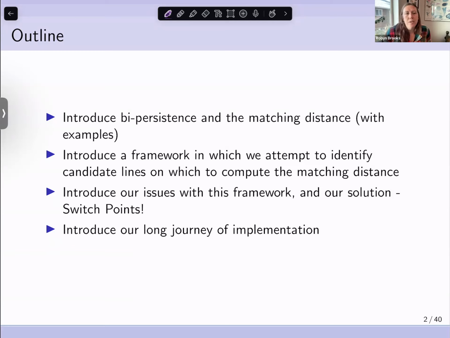In the talk today, I'll start by introducing bi-persistence and the matching distance with an example. Next, I'll introduce a framework in which we try to find candidate lines in parameter space on which to compute the matching distance. Our original framework didn't work exactly the way we thought, so we had to refine it using something we call switch points. I'll introduce those, and then at the end, I'll tell you about our long journey of implementation and how that led to a second paper.